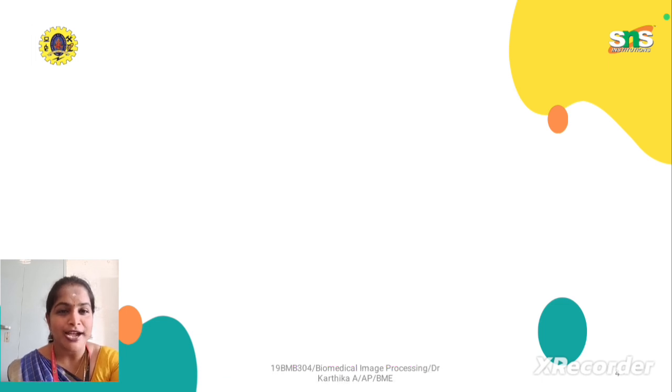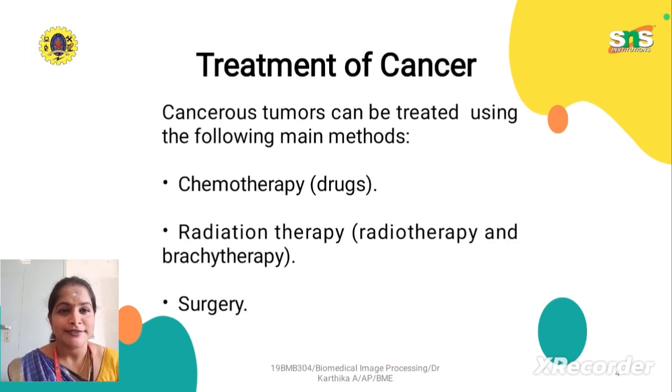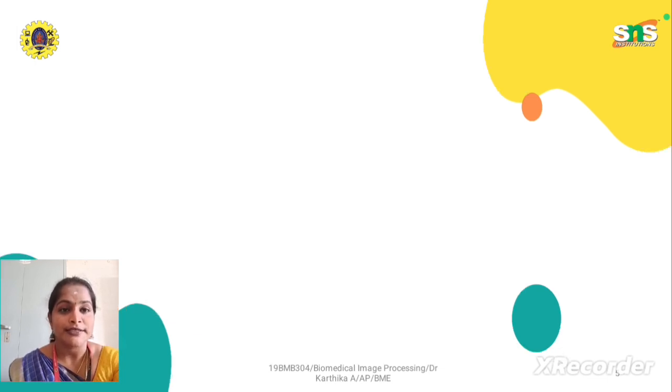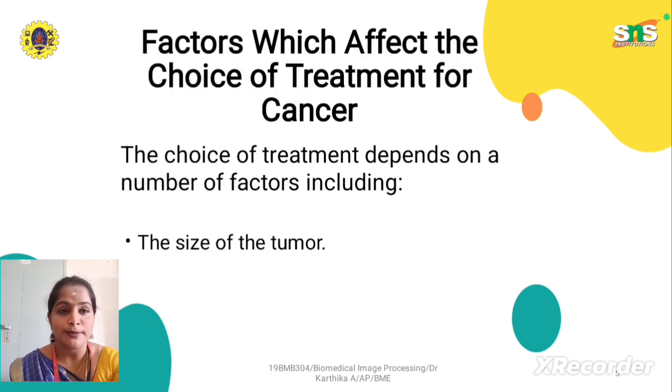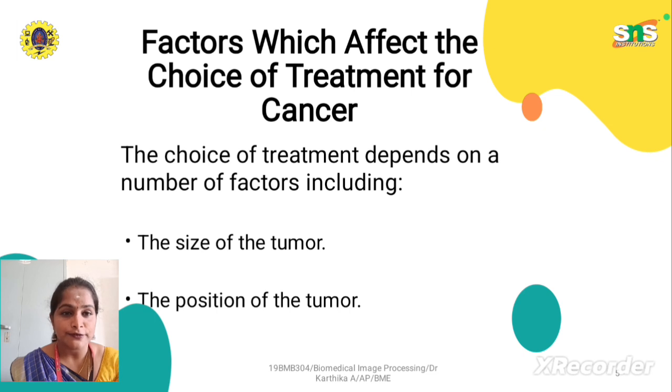How do we use ionizing radiation for treating cancer? Cancerous tumors can be treated using the following three main methods. First one is chemotherapy, second one is radiation therapy, third one is surgery. In chemotherapy, we use drugs to treat the cancer; radiation therapy includes radiotherapy and brachytherapy. Third one is surgery. See the factors which affect the choice of treatment for cancer. Based on the size of the tumor and position of the tumor, we can fix the choice for treating cancer.